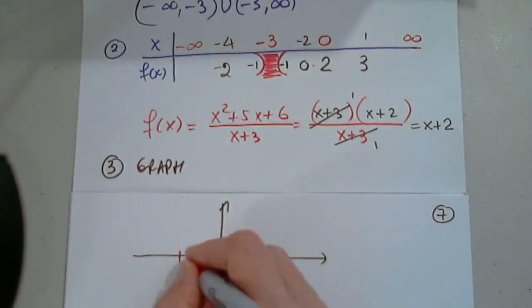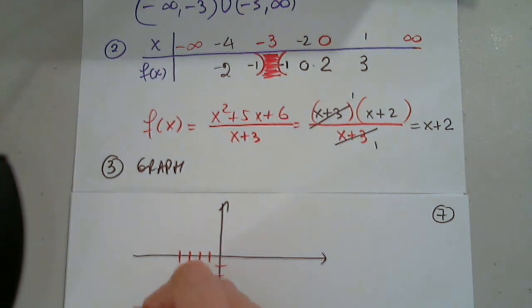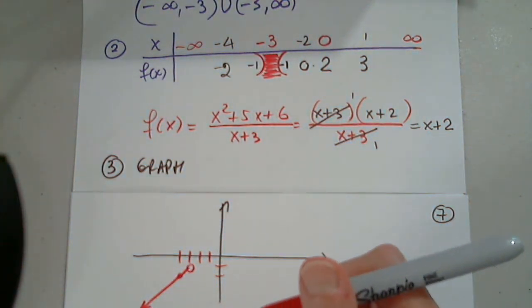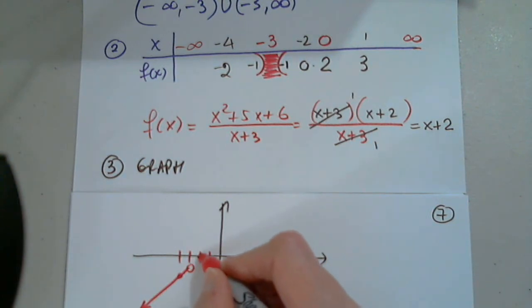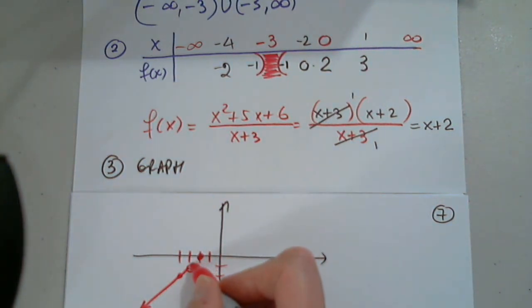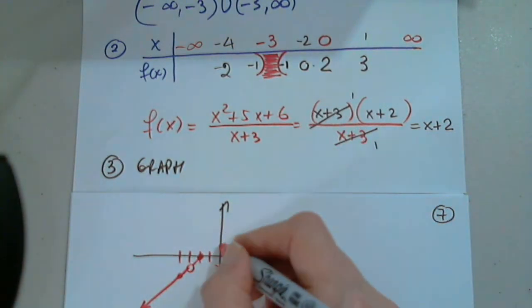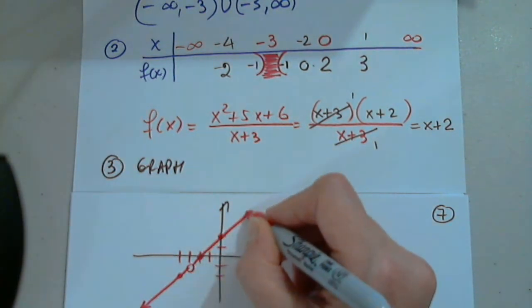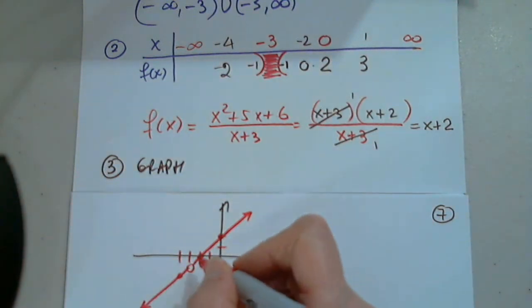Open circle. Thank you very much. And then I have -2, 0. And it has to continue. And then I have 0, 2. And that's all I need. So this is a linear function with a hole in it.